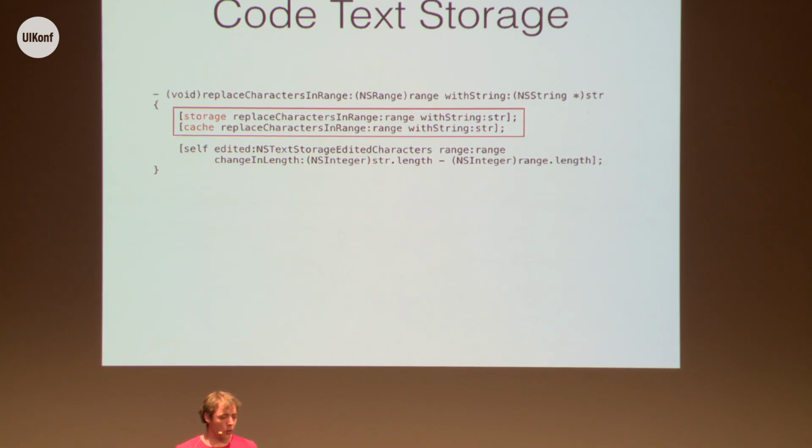All right. All you do is, when you replace characters in range, you just forward them to your cache, and you forward them to your storage, which is the code string. That's it. So the code string knows all about the text. And then when you change the attributes, you obviously don't forward it to the code string because the code string does not have attributes. You just forward it to your cache.